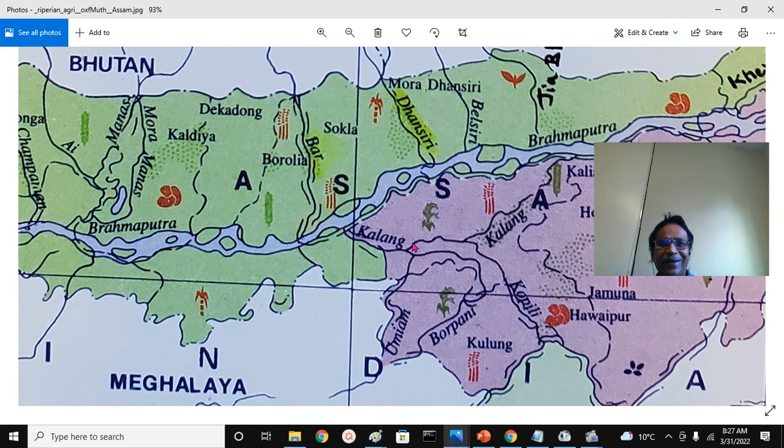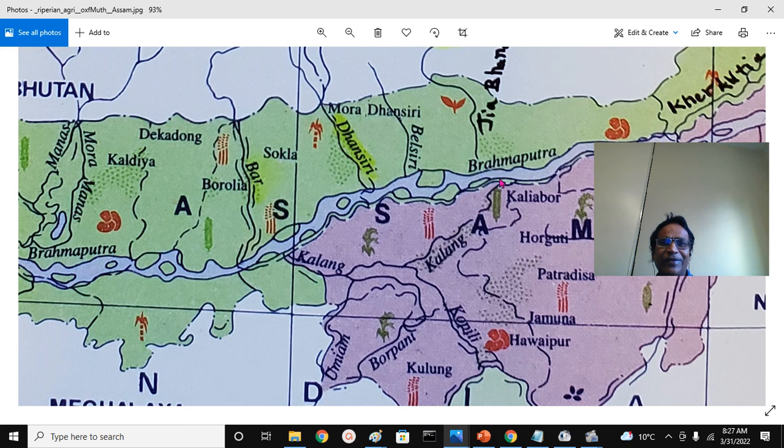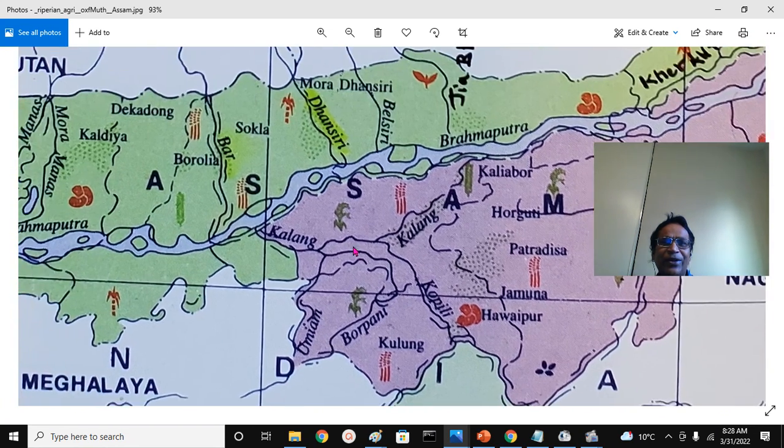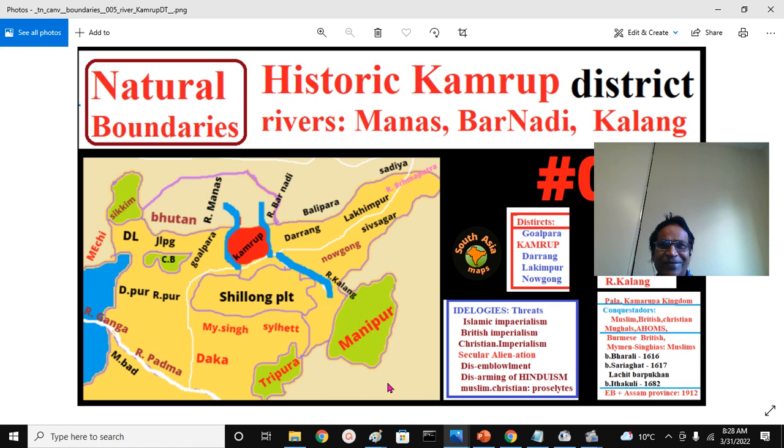So this is the Kalang district. This is the Shillong Plateau or Meghalaya region, and Borpani, a tributary of Kalang, and Kapili is a tributary of Kalang. Kalang itself is a distributary of the Brahmaputra in the Morigaon region here, and again joins the Brahmaputra. That is, in a sense, about the fascinating historic Kamrup district of northeastern India, as part of natural boundaries.